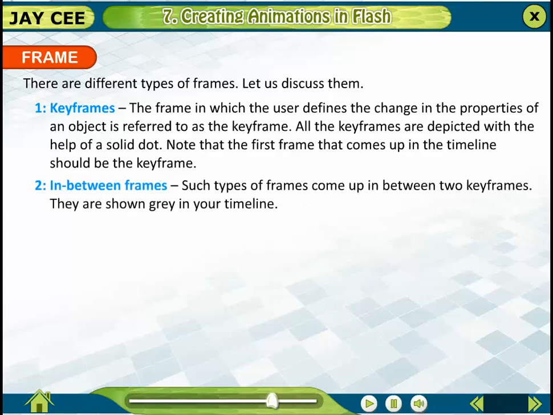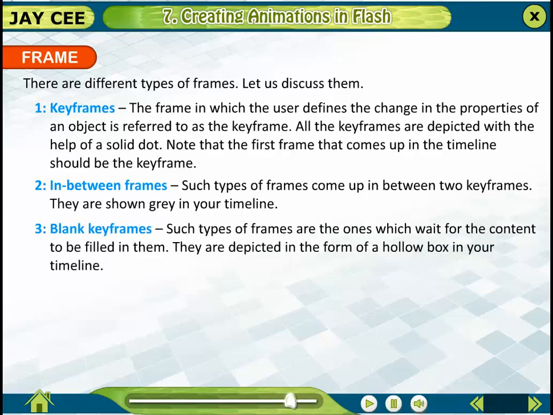In between frames. Such types of frames come up in between two key frames. They are shown gray in your timeline. Blank keyframes. Such types of keyframes are the ones which wait for the content to be filled in them. They are depicted in the form of a hollow box in your timeline.